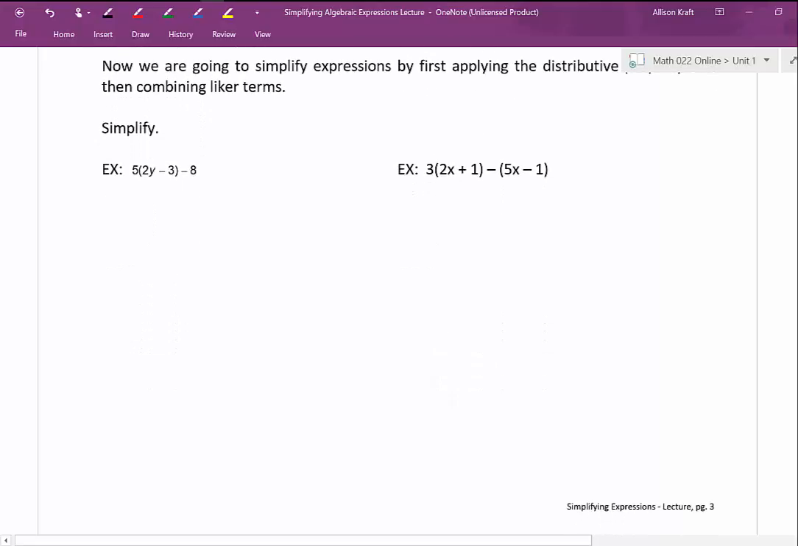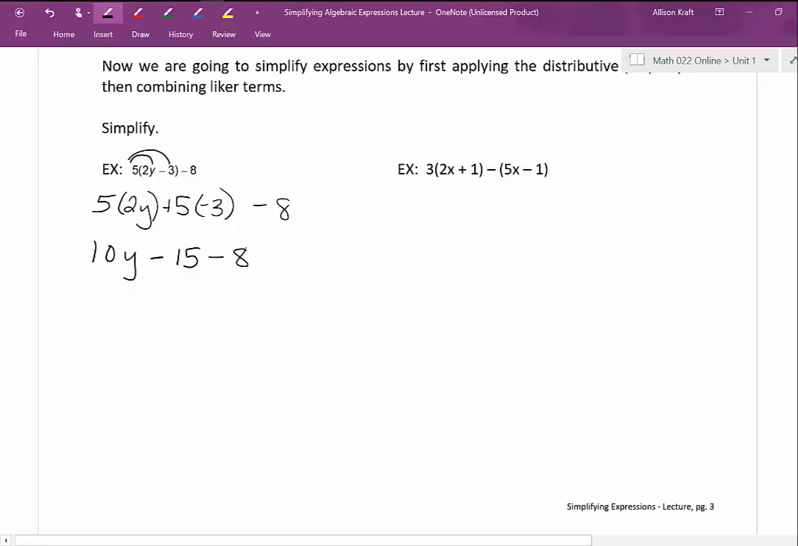Next, we're going to simplify expressions by first applying the distributive property and then combining any like terms that we might have after we've distributed. I start by distributing my 5. 5 times 2y plus 5 times a negative 3, and then I'm just going to bring that minus 8 down. 5 times 2y gives me 10y. A positive 5 times a negative 3 is minus 15, and then we bring down that minus 8.